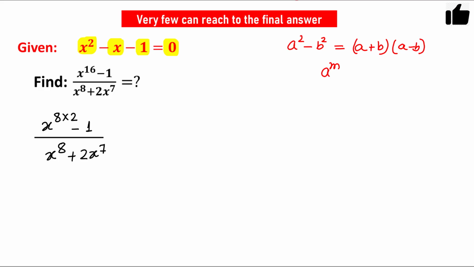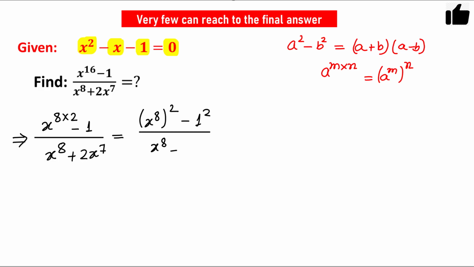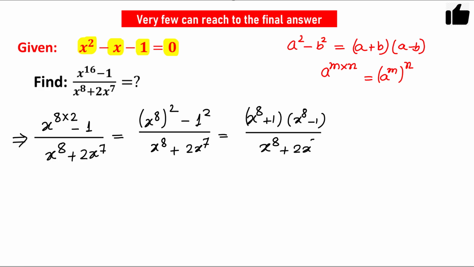If we have a raised to the power m times n, this can be written as a raised to the power m, raised to the power n. So with this rule, I can rewrite this as x raised to the power 8 whole square minus 1 square, and this is x raised to the power 8 plus 2x raised to the power 7. Now see, this is nothing but a square minus b square. So I can write a plus b into a minus b. And this is the same x raised to the power 8 plus 2x raised to the power 7.